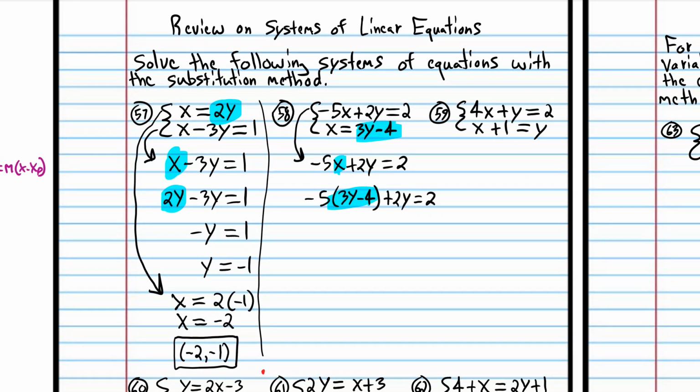So we're going to use distribution, negative 5 times 3y. The first thing you do when you have an equation with parentheses is get rid of those parentheses. So negative 5 times 3y and negative 5 times negative 4. So negative 5 times 3y would be negative 15y. And negative 5 times negative 4 is positive 20. Then just rewrite the other part. And then negative 5y plus 2y is negative 13y. And now we just have a two-step equation. Subtract 20 from both sides, divide both sides by 13, and we get y is equal to 18 over 13.